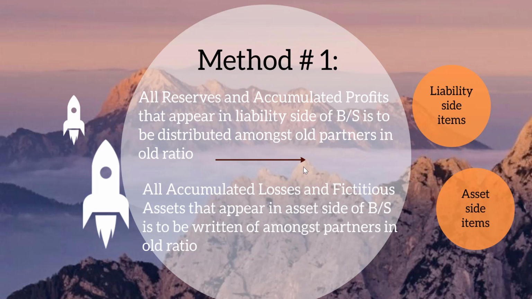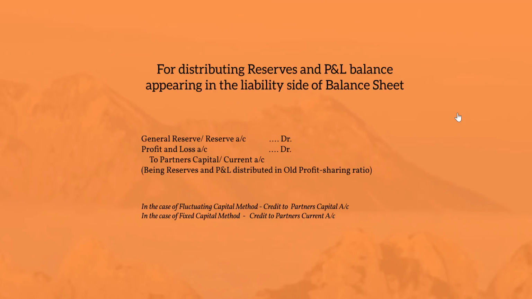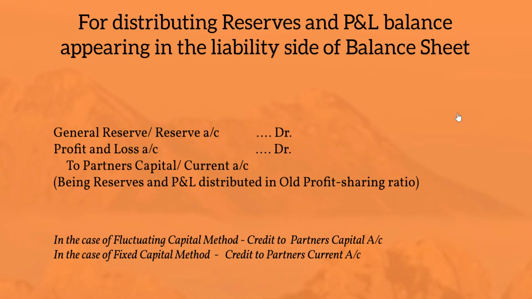So the reserves which come on the liability side of the balance sheet, and when I say accumulated profits, it means P&L balance appearing in the liability side of the balance sheet. Now these two will be distributed among the old partners in old ratio, and for these liability side items, the journal entry is as follows. Again, for distributing reserves and P&L balance appearing in the liability side of the balance sheet.